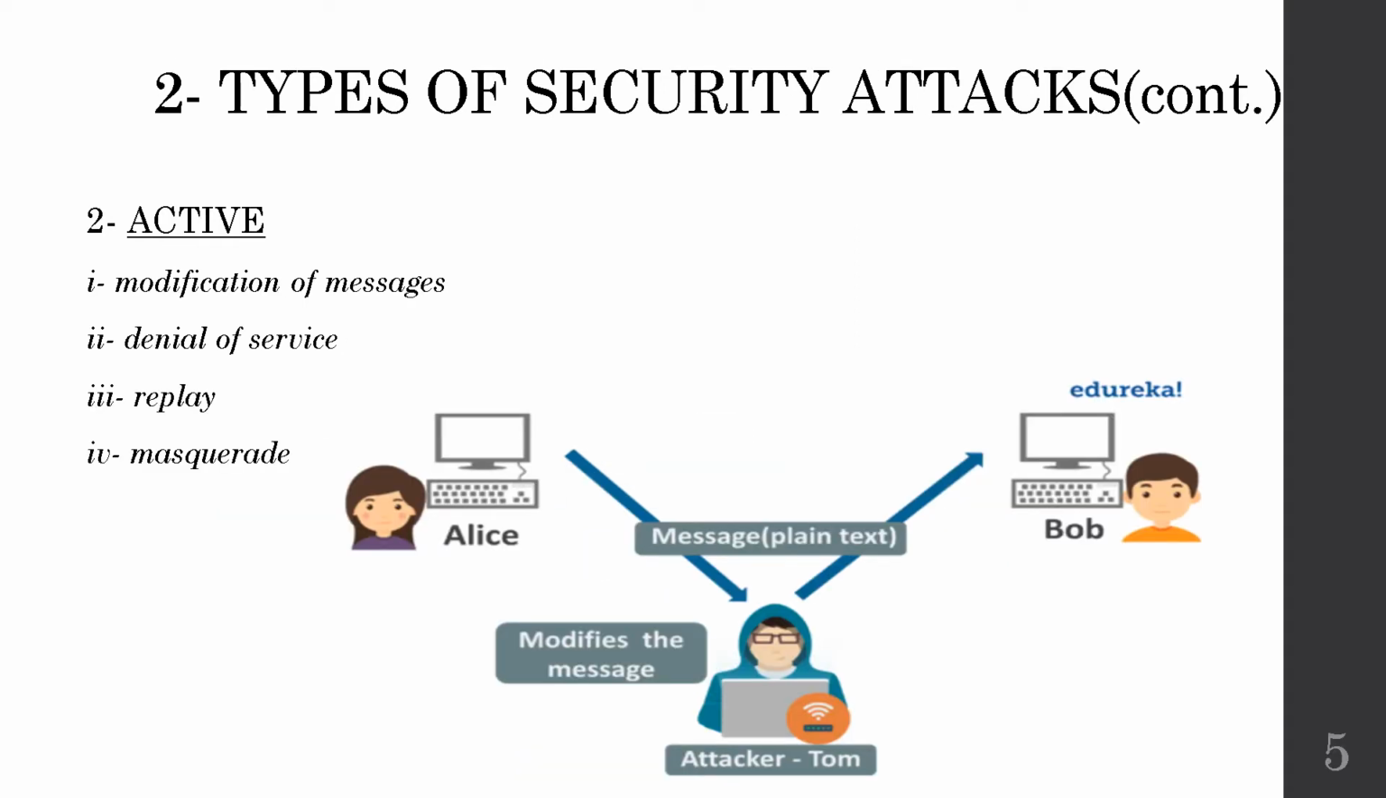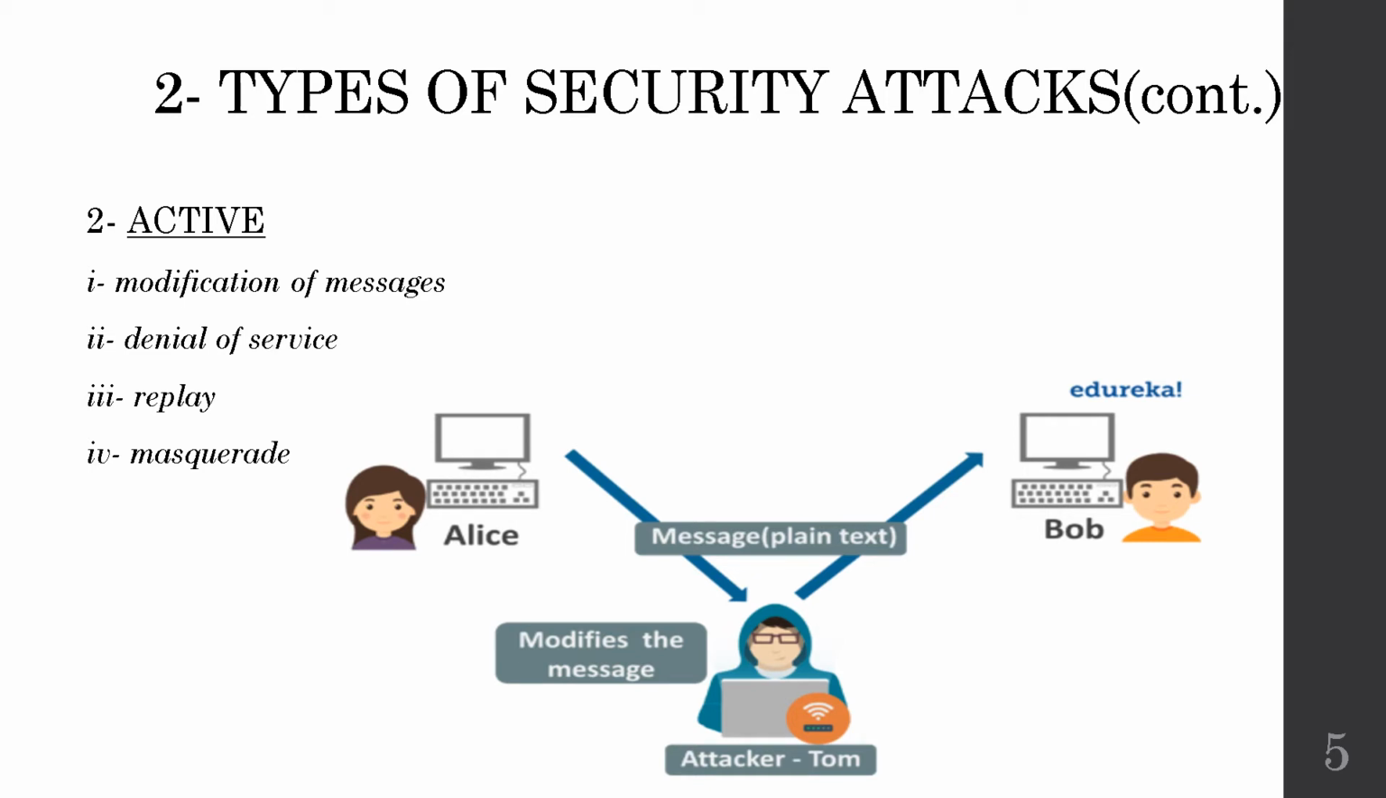The second type of security attacks are the active ones. Also, as illustrated in the picture below, the active attacks are the attempts to alter system resources or affect their operation. It involves some modification of the data stream or the creation of a false stream. There are many types of active attacks.